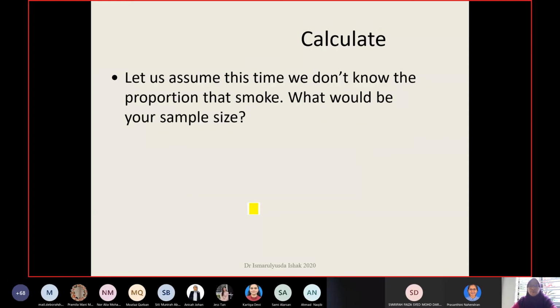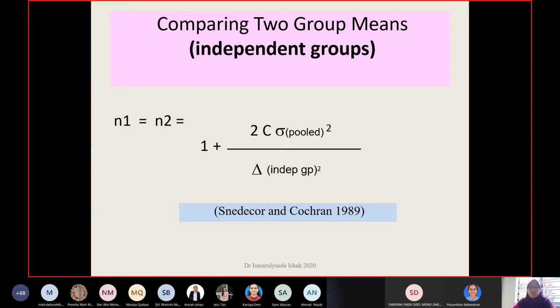If you don't know the proportions, you can use 0.5. Okay, so this is comparing two group means. Comparing two groups, for independent groups. Independent groups means male and female, two different groups: female or male, between control and intervention, between children and adults. These are all independent groups.